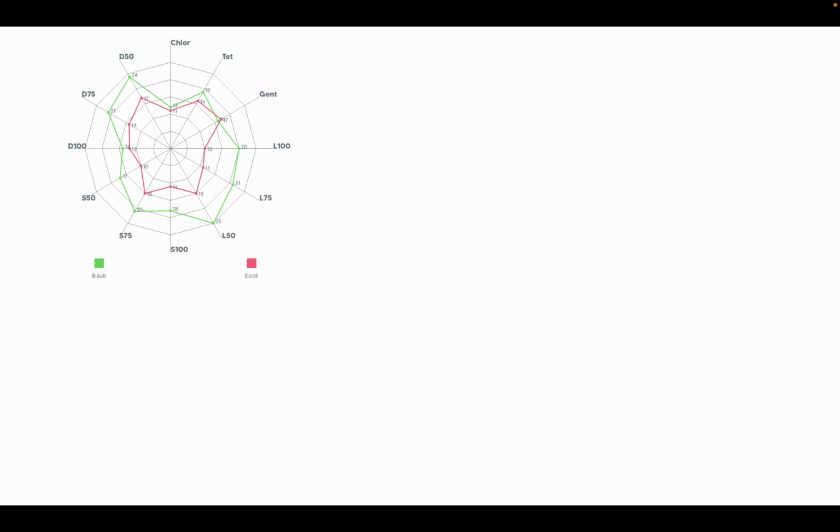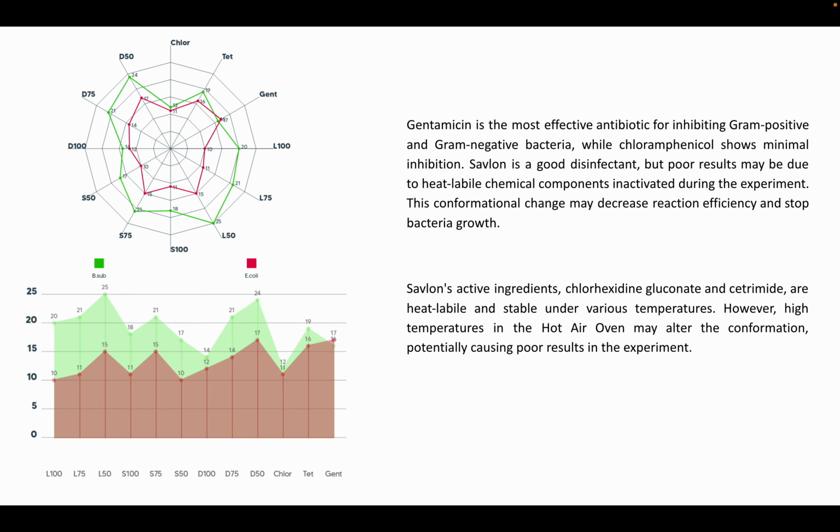Now moving on to the next inference from the previous experiment, we have seen that gentamicin is the most effective antibiotic for inhibiting gram-positive bacteria and gram-negative bacteria, while chloramphenicol shows minimal inhibition. Savlon is a good disinfectant, but poor results may be due to a heat-labile chemical component inactivated during the experiment. This conformational change may decrease reaction efficiency and stop the growth of bacteria.